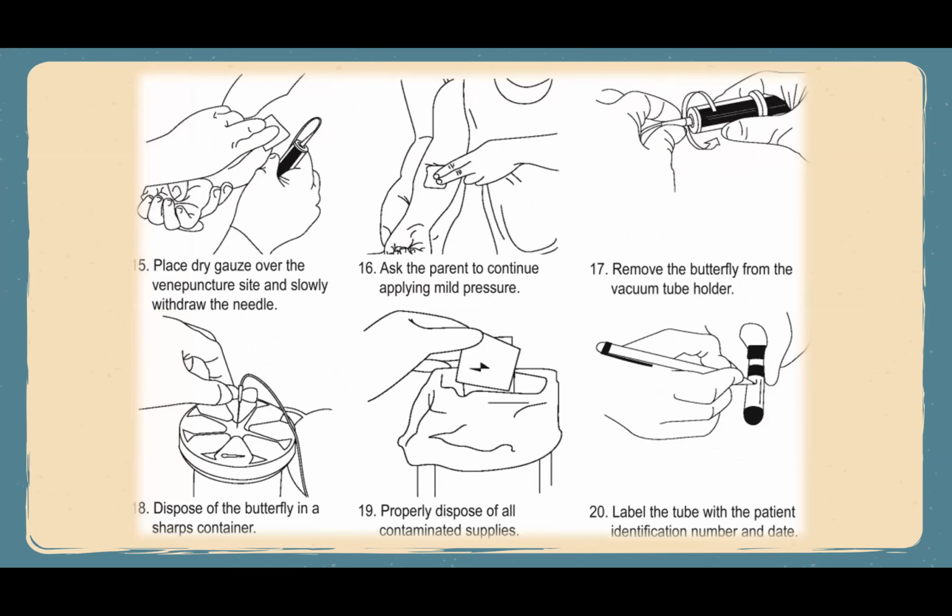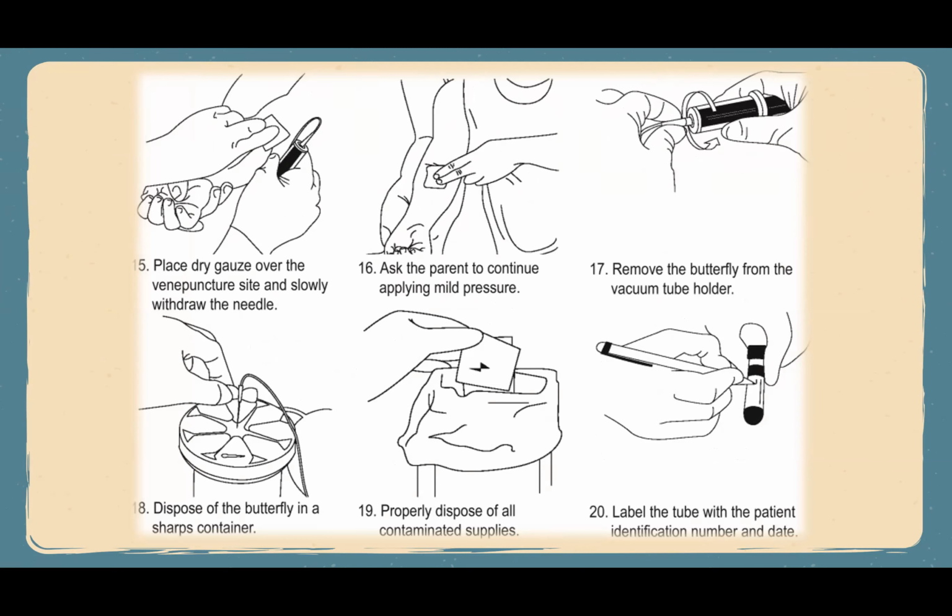And we need to place a dry gauze over the venipuncture site and slowly withdraw the needle. We can ask the parent to continue applying mild pressure. And then we need to remove the butterfly from the vacuum tube holder and dispose of the butterfly in the sharps container, as well as the contaminated supplies.